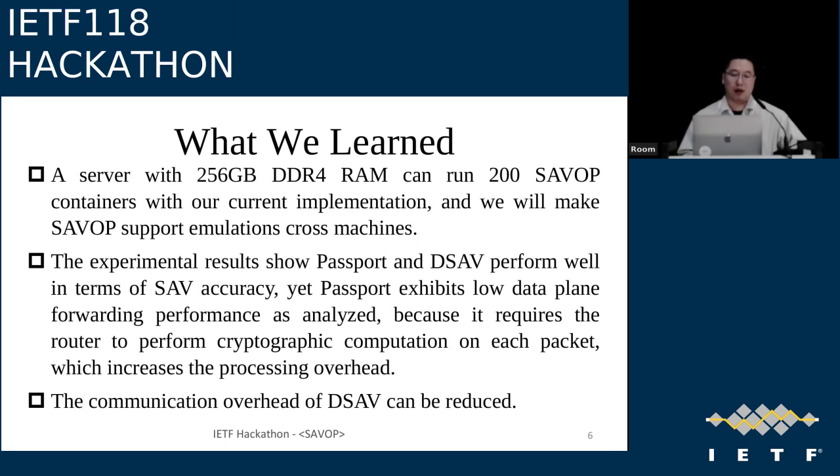Second, our experimental results show that Passport and DSAL perform well in terms of SAF accuracy. Yet Passport exhibits a low data plane forwarding performance, because it requires the router to perform the cryptographic computation on each packet, which increases the processing overhead. The communication overhead of DSAL can be reduced.